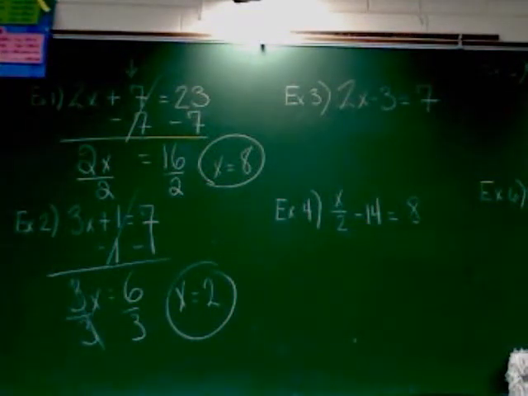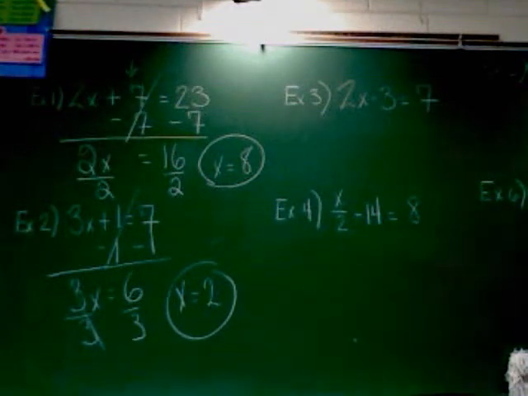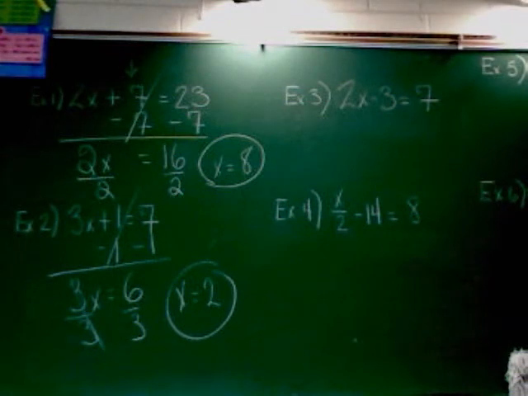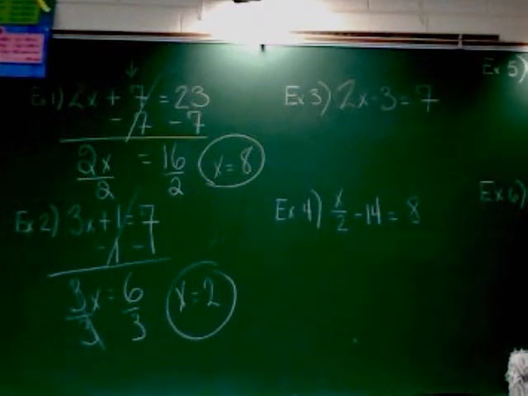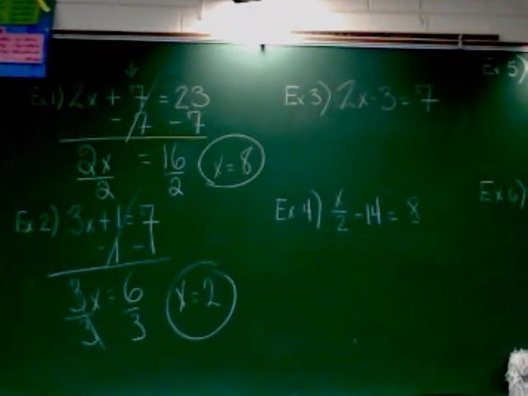Example 3. 2x minus 3 equals 7. All right, this is again beautifully laid out for us because x is on the left and it's first. So I don't have to worry about that.